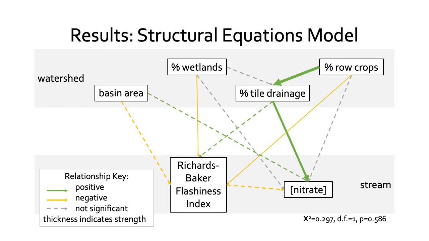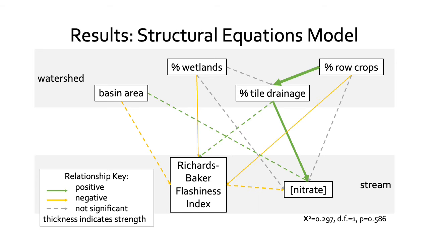Unsurprisingly, tile drainage increased with row cropping, and nitrate increased with tile drainage. More interestingly, nitrate concentration appeared to depend primarily on tile-drained crops rather than total row crops. Meanwhile, wetlands and row crops overall mildly decreased flashiness, while tile-drained row crops had an insignificant positive effect on flashiness.